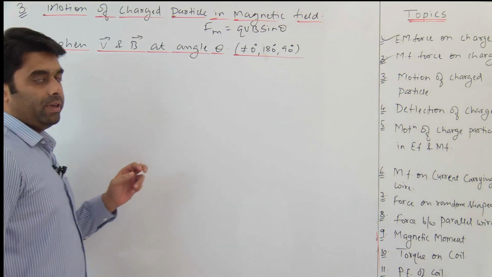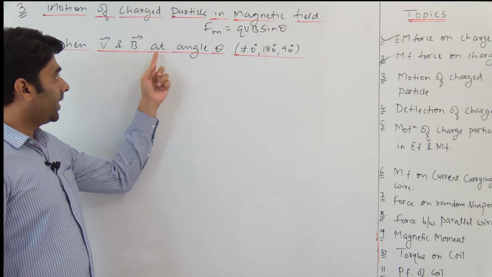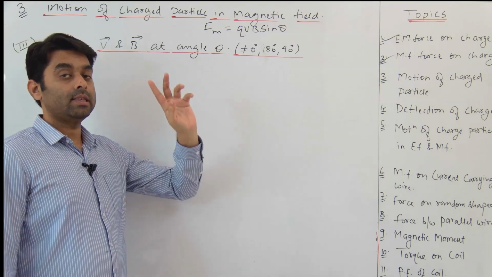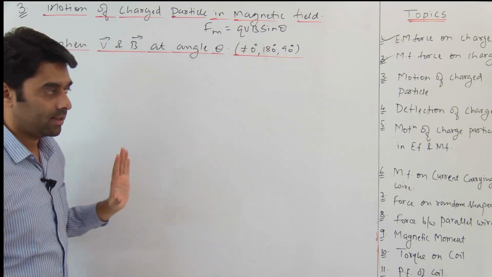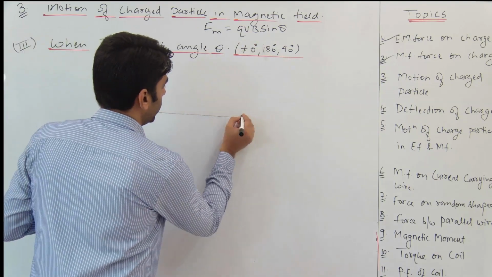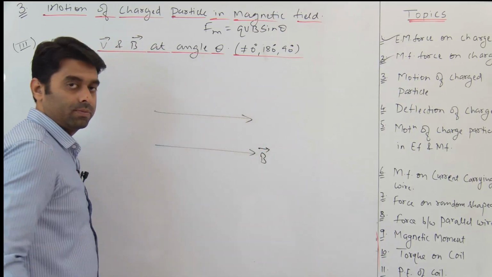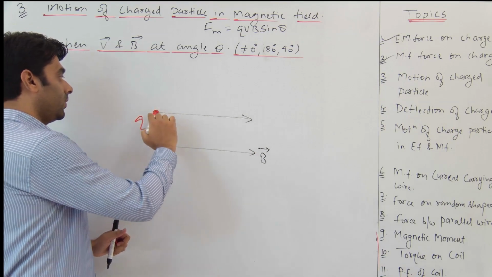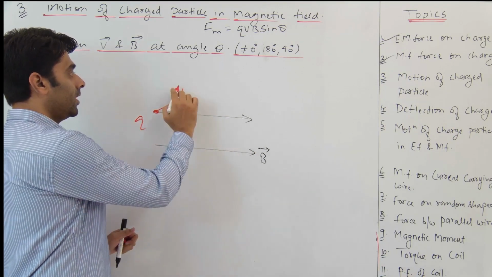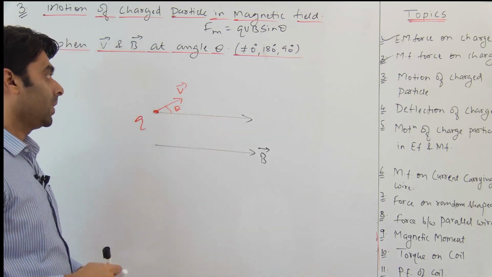So we have discussed two cases. Now the third case, when velocity and magnetic field are at an angle theta, this angle theta being other than 0, 180 and 90 degrees. Let us consider the situation. Let's say you have magnetic field B in the horizontal direction and a charged particle q having a velocity v such that it is at an angle of theta with the magnetic field, right? Now what will happen?